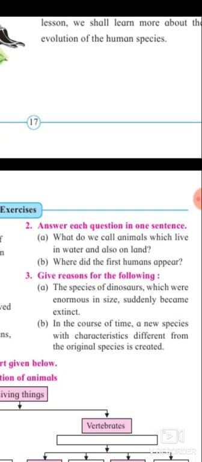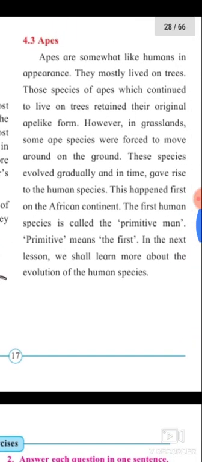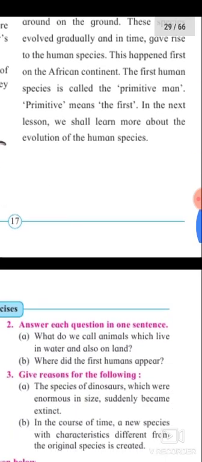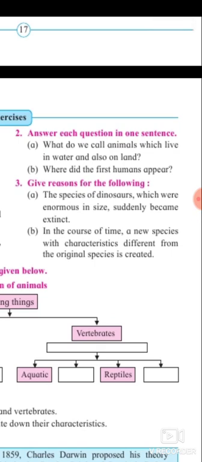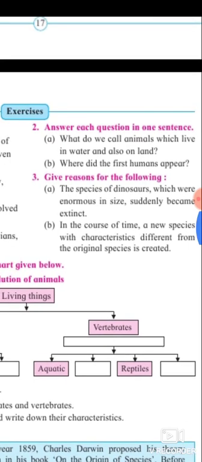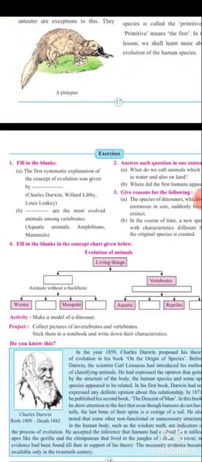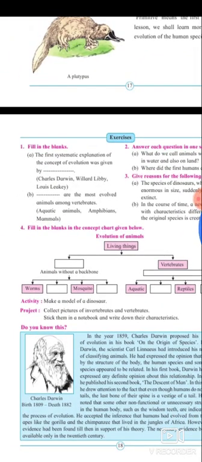Where did the first humans appear? The answer is on page number 17, and the answer is the African continent. Okay. Give reasons for the following. This may be told by your teachers, and then fill in the blanks in the concept chart given below.